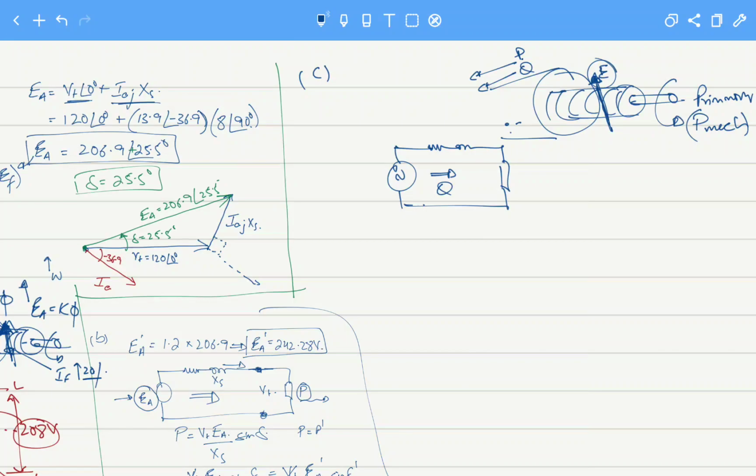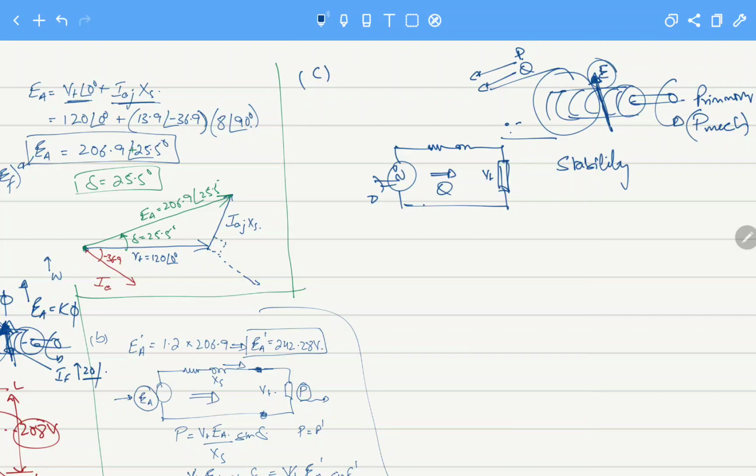As this power is increased, what are the stability limits? It means after what value the system will not remain stable. It is not possible that you can keep on increasing the mechanical power and the electrical output will also keep increasing linearly. This is not possible. There will be a point after which the stability will change. So what is that actually?